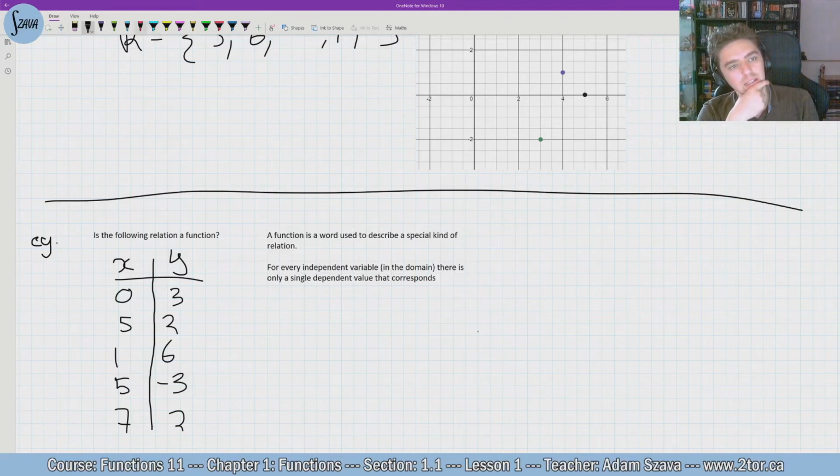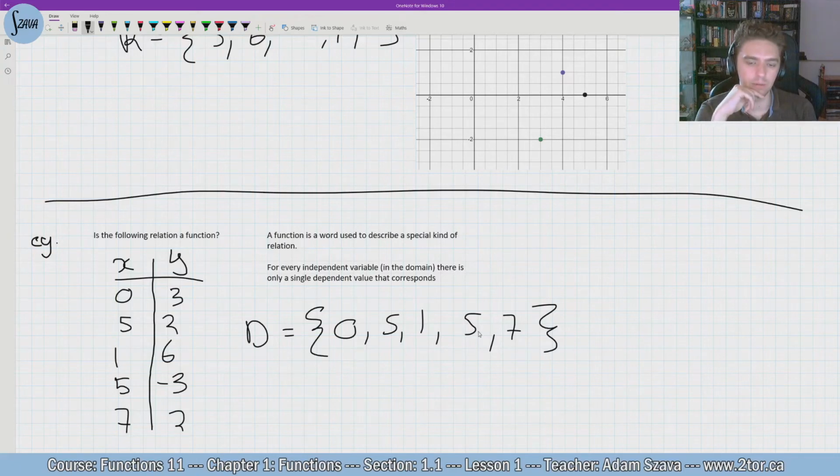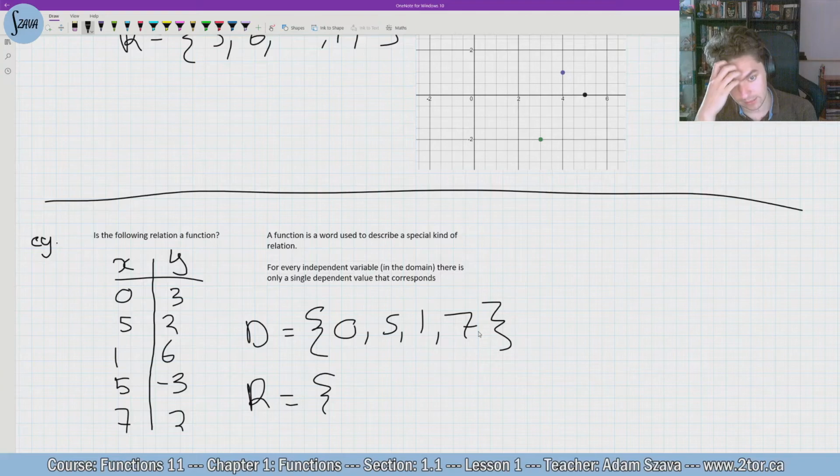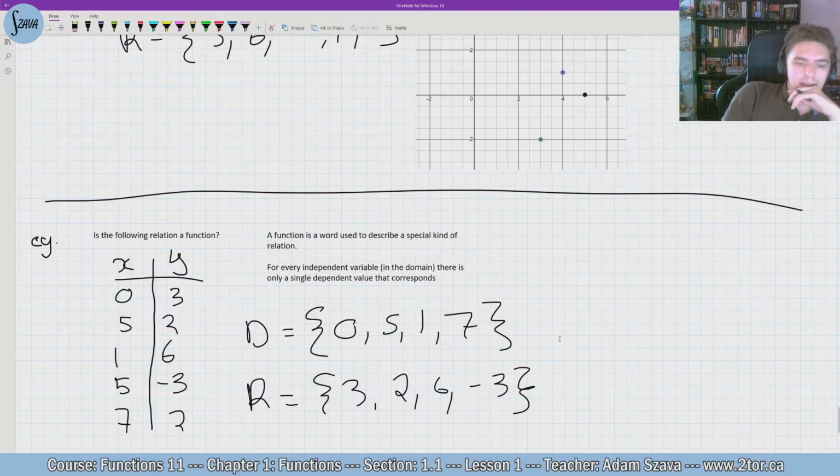So let's look at the domain quickly. The domain is 0, 5, 1, 5, 7, except 5 repeats, so you don't have to write it twice. Remember I said repetition doesn't matter in sets, right? The range is 3, 2, 6, -3, 2. But again, 2 appears twice there, so we don't have to write it twice.